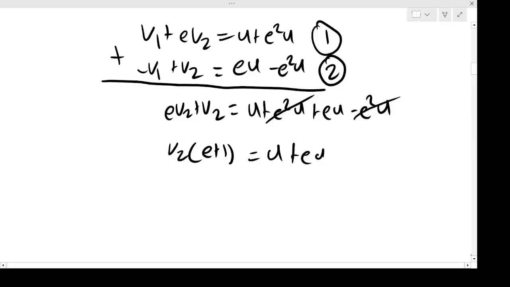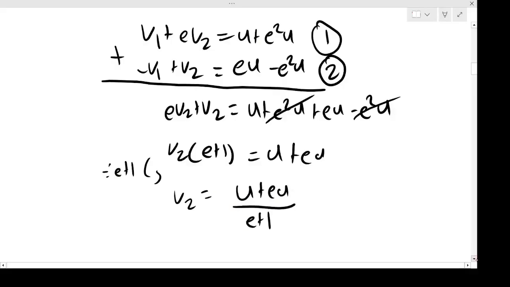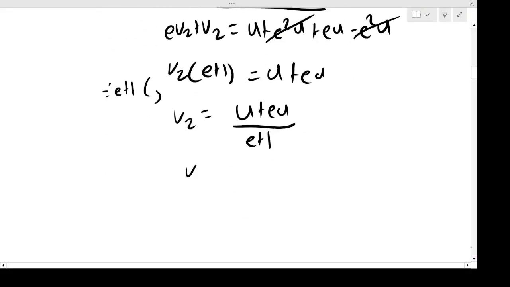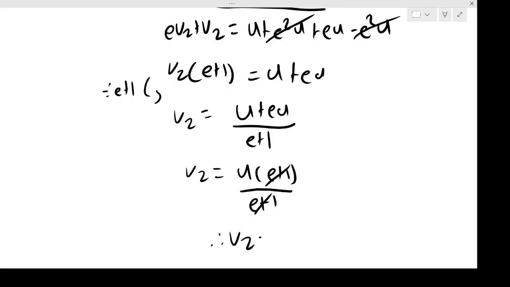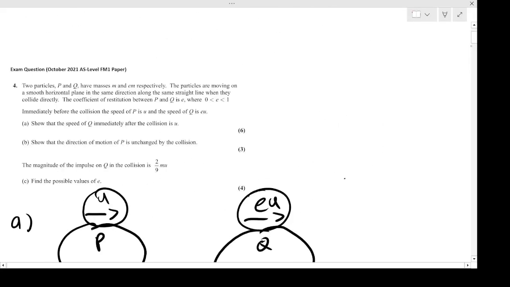And actually then, let me just divide by E plus 1, okay? So V2 is going to be U plus EU over E plus 1. But notice I can factorise a U out. So that's going to be U lots of E plus 1 over E plus 1. But what do you know? The E plus 1's cancel. So V2 is just U. And I believe that's what they wanted me to show. That the speed of Q is U. So there we are. Okay.